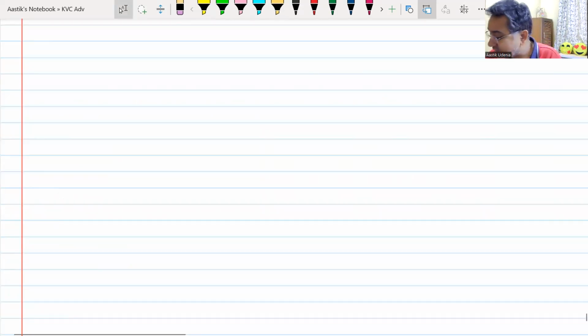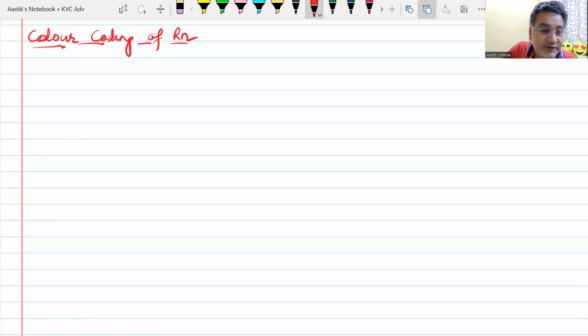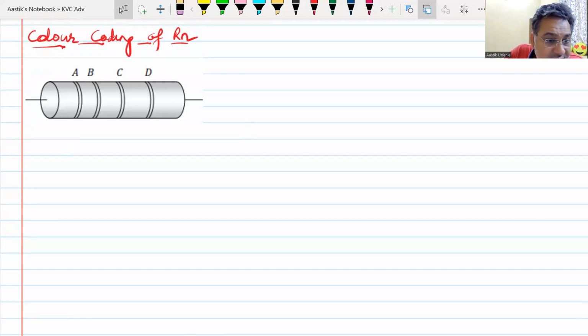That takes us to the next heading, color coding, and we will do it fast. I hope all of you know this. Color coding of resistances. Now, whenever you get a resistance, the resistance of the resistor is not written straight away. It is written in the form of a code. This code has four letters A, B, C, and D. Do we understand this? Yes.